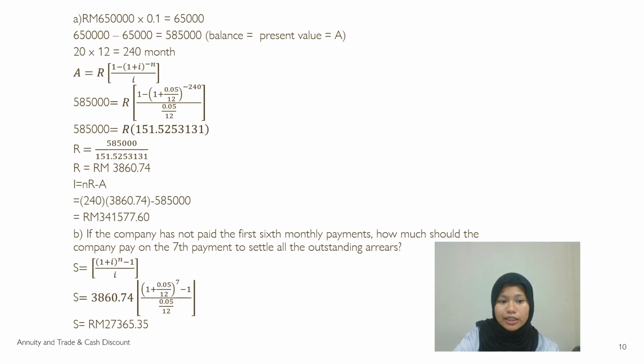And this is the information I put in the formula. So S equals RM3,860.74 in brackets 1 plus 0.05 divided by 12 close bracket to the power of 7, minus 1, and divided by 0.05 divided by 12, and then I got RM27,365.35. That's the answer for my question. Thank you.